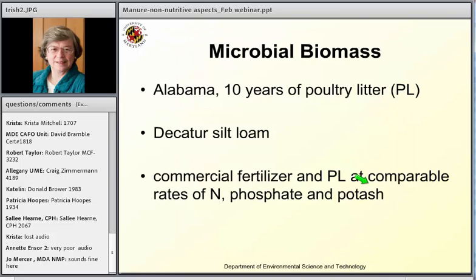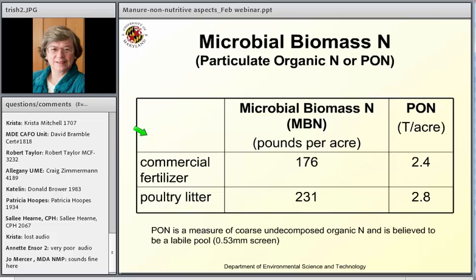Okay, so one of the things, again, that we see when we add a material is an increase in microbial biomass. So here's a study from Alabama where they looked at the effect of 10 years of poultry litter on the Decatur silt loam soil. And they compared that to comparable rates of commercial fertilizer, both in the nitrogen, the phosphate, and the potash that went on with the poultry litter. So this is relatively long-term as long-term studies go.